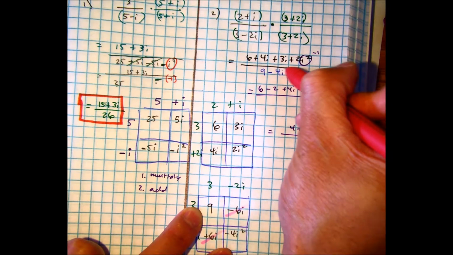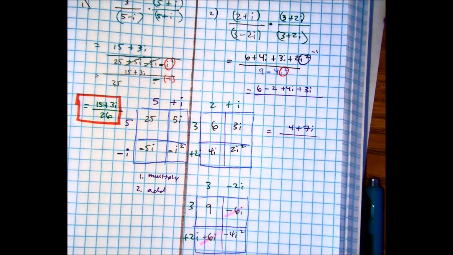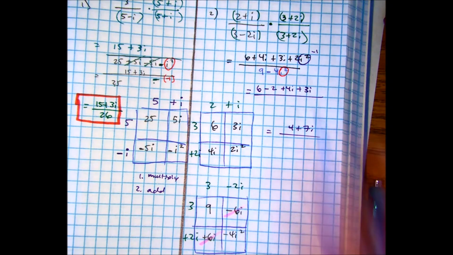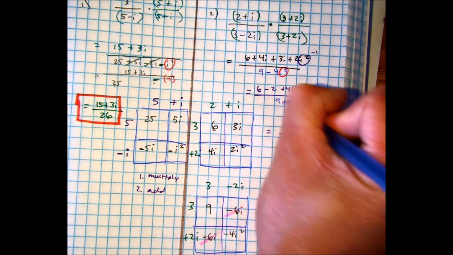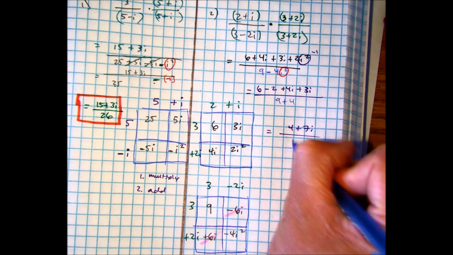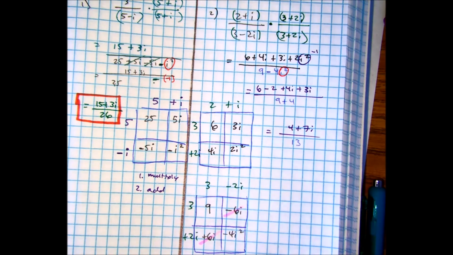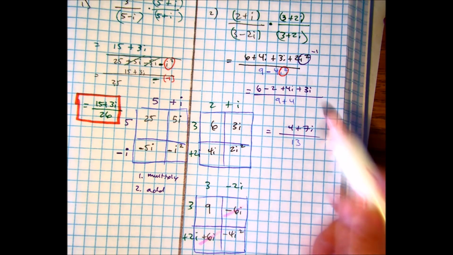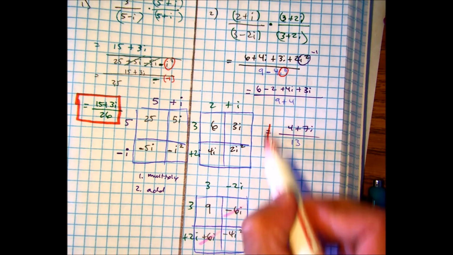Gustavo, i squared is equal to -1. So Gustavo, what's -1 times -4? Positive 4, yes? And 9 plus 4 is 13. 4 plus 7i over 13 is our answer. Raise your hand if you got that. Did we make any mistakes in there?